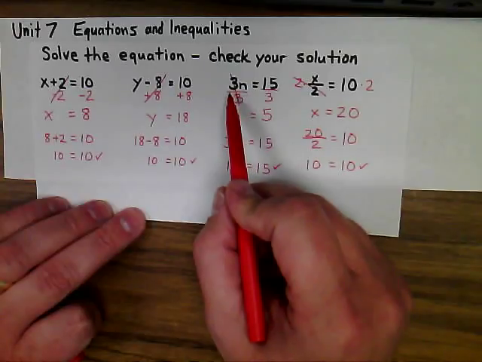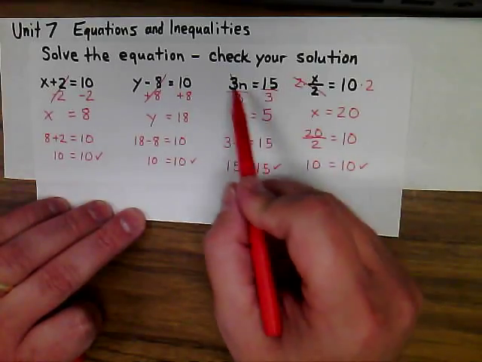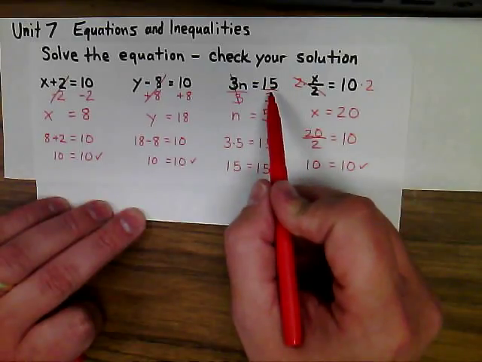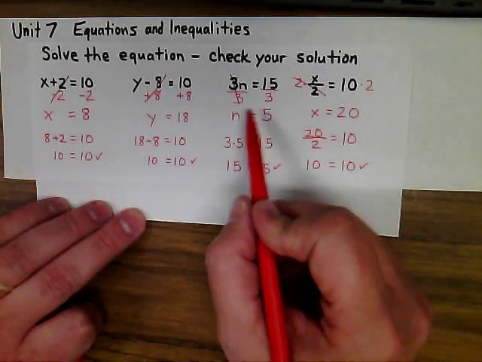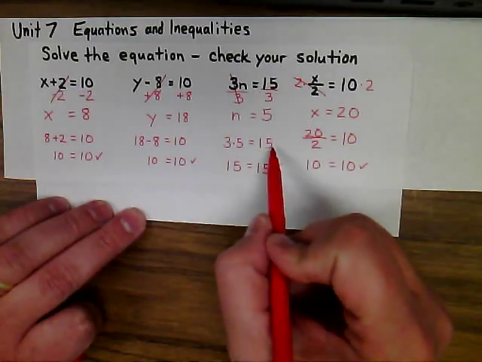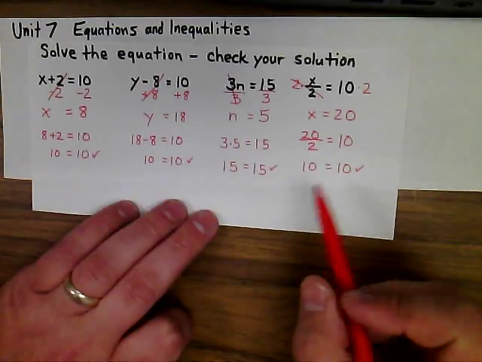3 times n, note the coefficient. 3 times n equals 15. We cancel out by dividing by 3. That's the opposite of multiplication. We use the property of equality, do the same thing on the other side, telling us n is 5. We try plugging that in. 3 times 5 does equal 15, so we know that that's a correct solution.